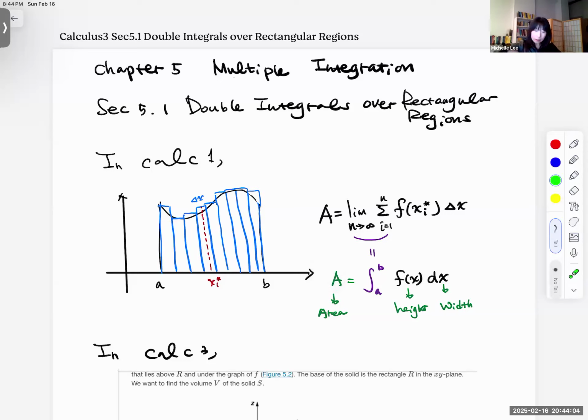In Calculus 1, we have a curve. Then we make a lot of rectangles, right? The area of a rectangle is height times width, or length times width, right? So we find all the rectangles here. Height times width with the summation, because we add every rectangle. So we take the limit when n approaches positive infinity. This is a Riemann sum.